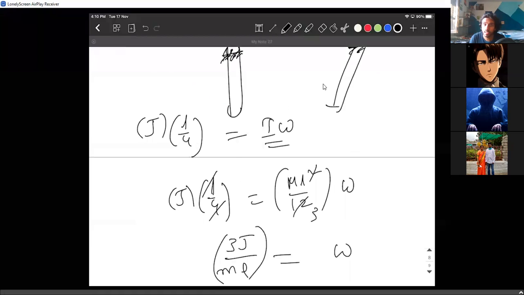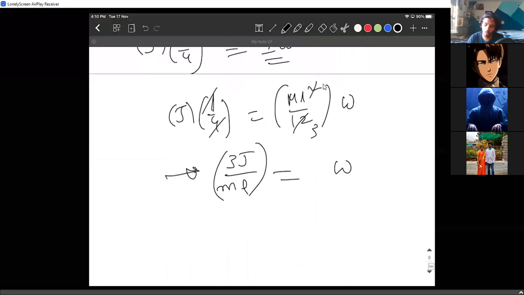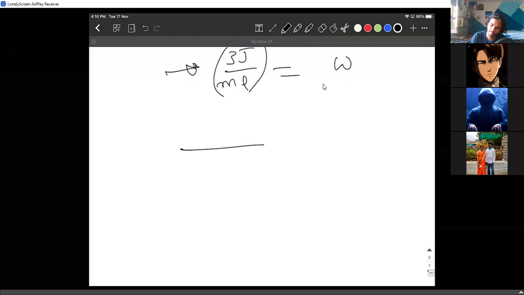Who gave the answer? Sai Harshita Challa. Yeah, you gave a good answer. So the answer is 3J by ML. So guys, this is how you solve the problems. I'm going to give you one more question.